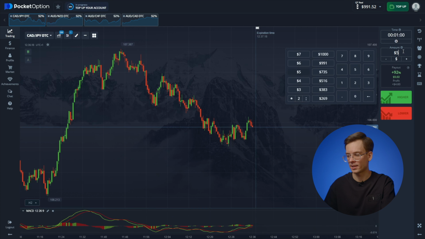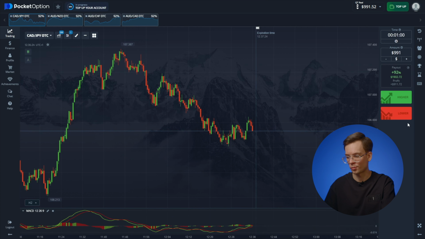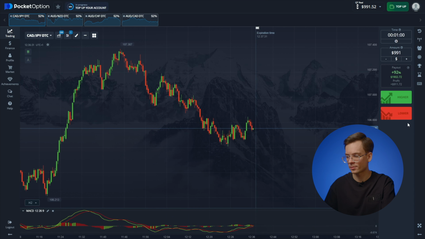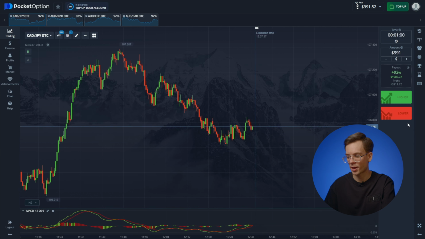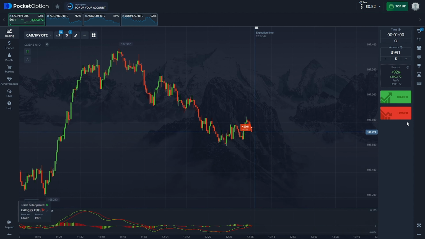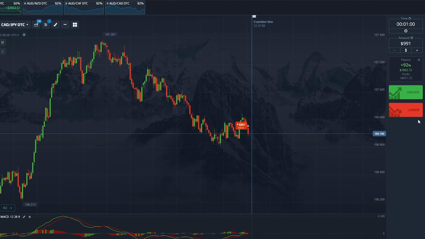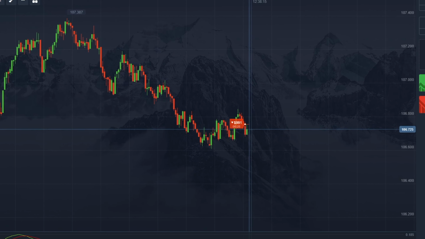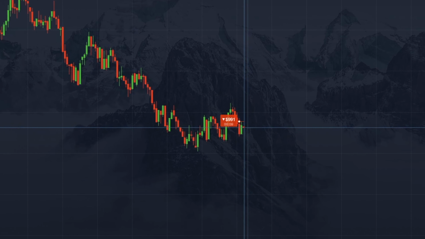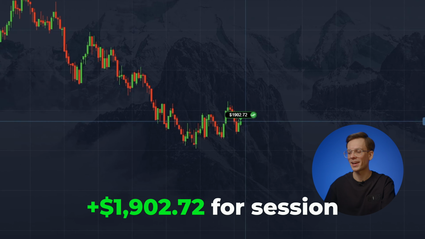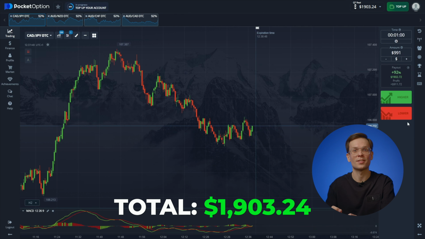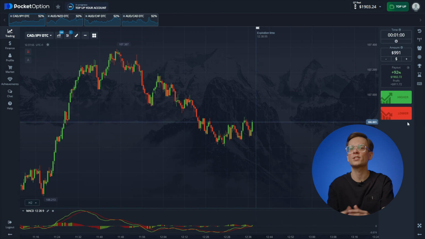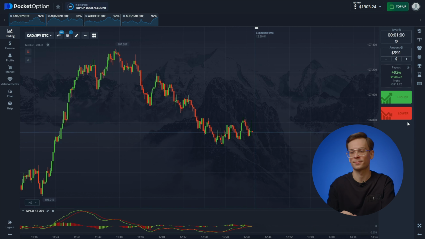The Canadian and yen are making some unsure moves upwards. I'm guessing there's still a bounce down coming our way on the minute time frame. Time to go lower. Yeah, my bank is at $1,903. Pretty good, but let's wrap up this session on a high note.